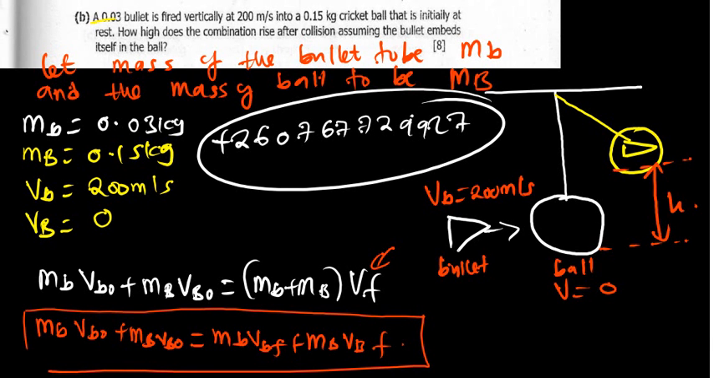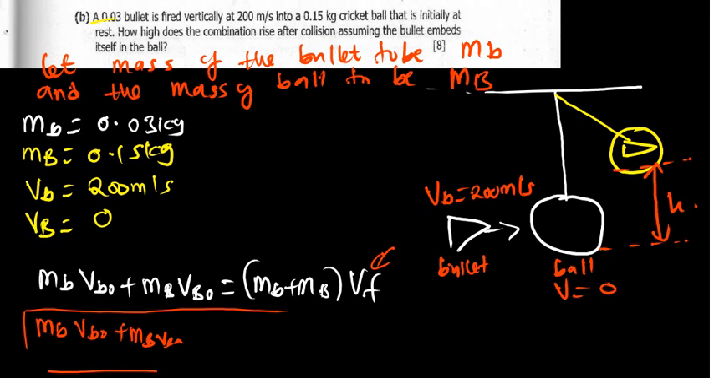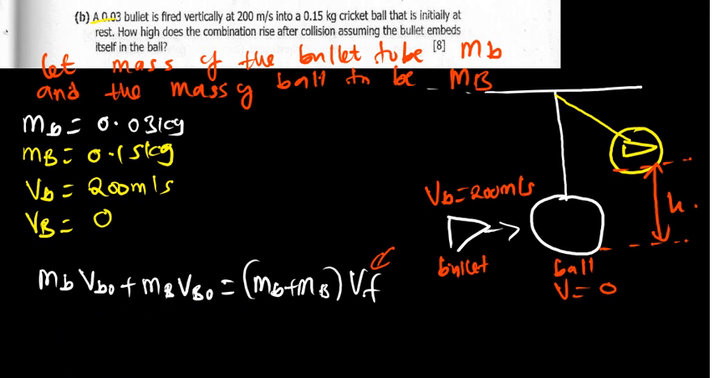Let's continue. Now, I'm trying to find the height. I can clearly see that the formula which I'm going to use is the one for inelastic collision. So the one for inelastic collision we have there. Now I can plug in the values. I know that initially the ball's velocity is 0, so I can cancel this. So my final formula will be m_b v_b initial is equal to (m_b plus m_B) times v final.